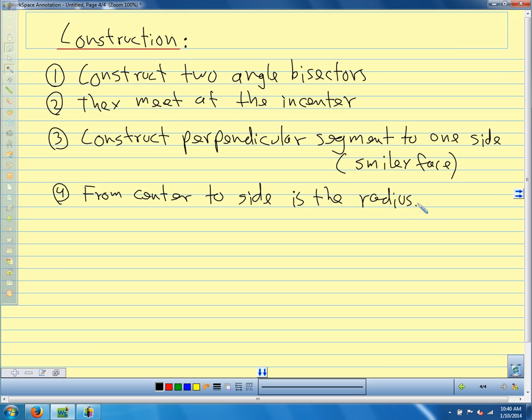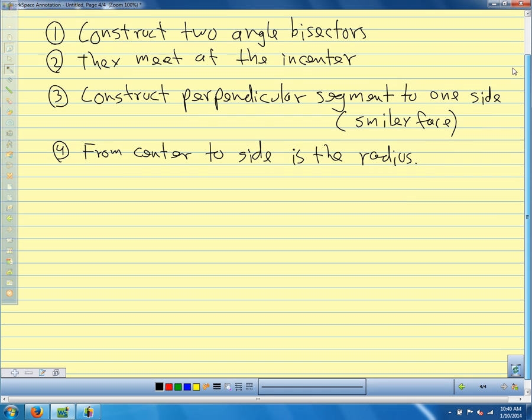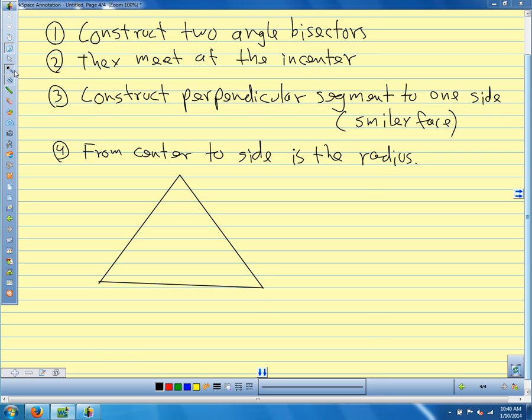So we construct that segment, we open up our compass from along that segment to the side of the triangle from the center, and that's going to give us our radius. So let's do this construction. And now if you're following along on your own paper, make the triangle not huge but not tiny, because our circle goes inside the triangle. So if your triangle is really small, it's hard to get that circle inside.